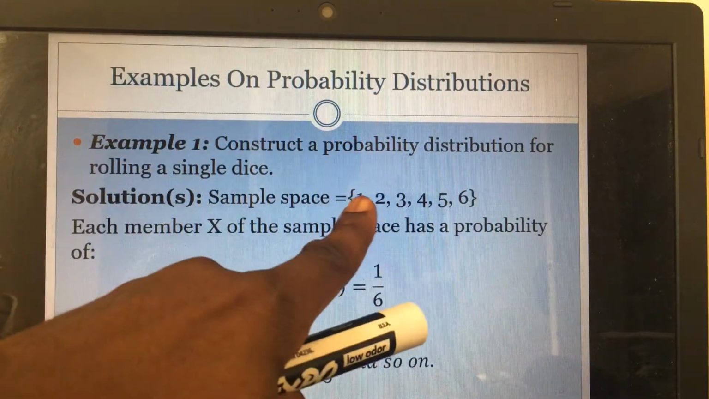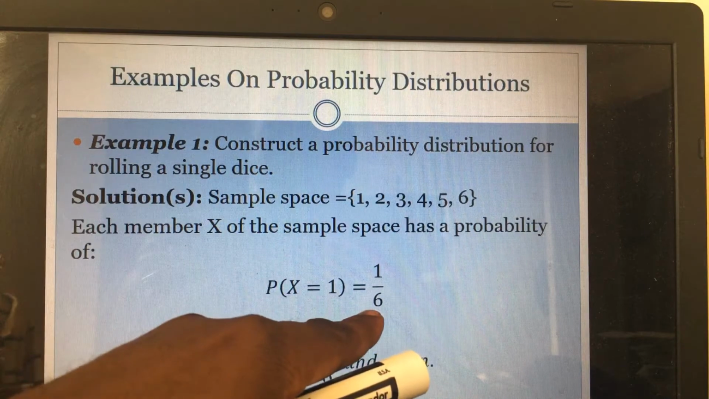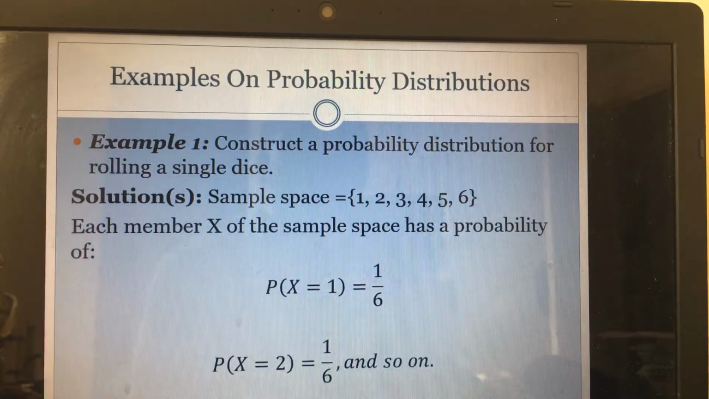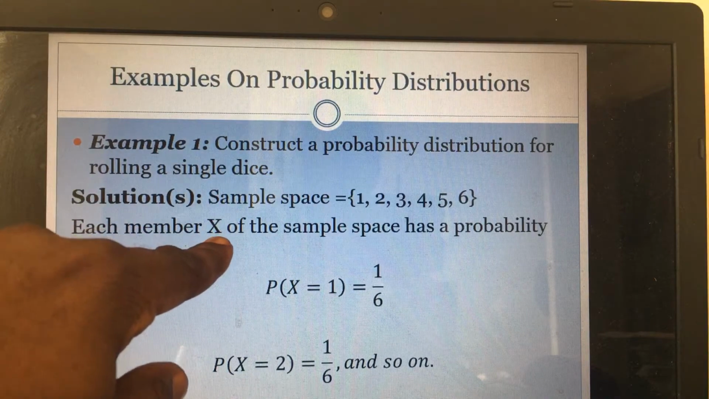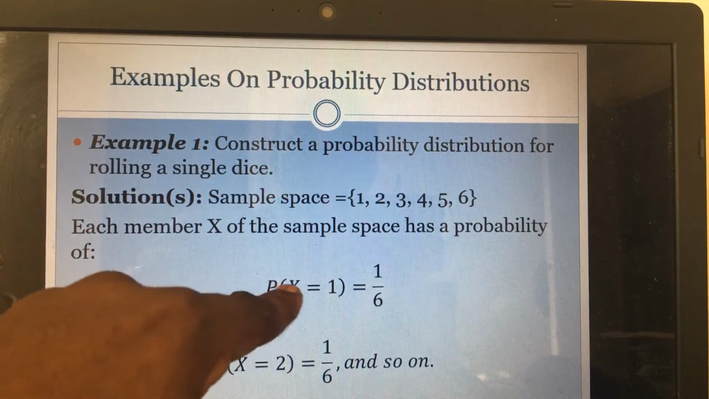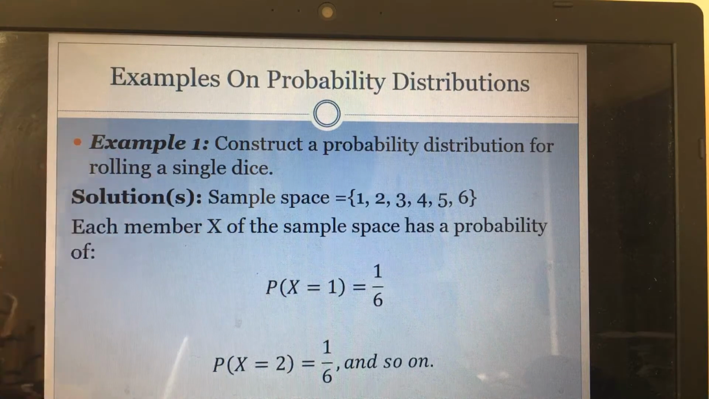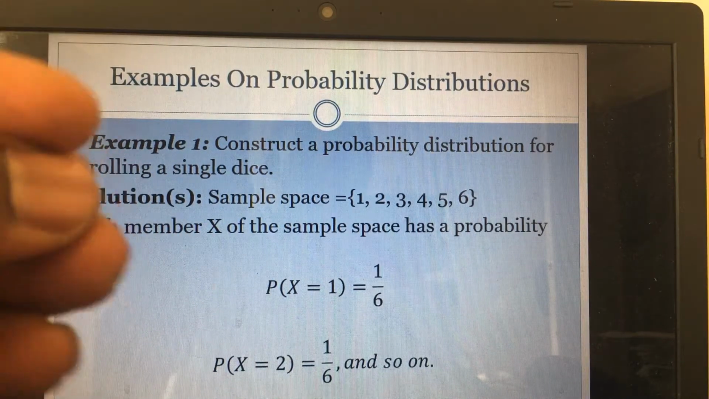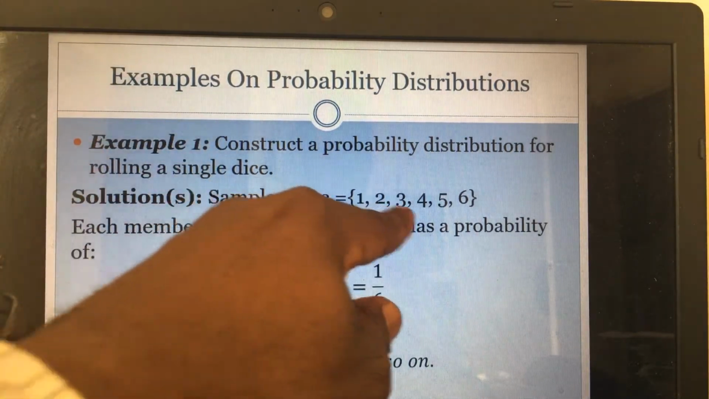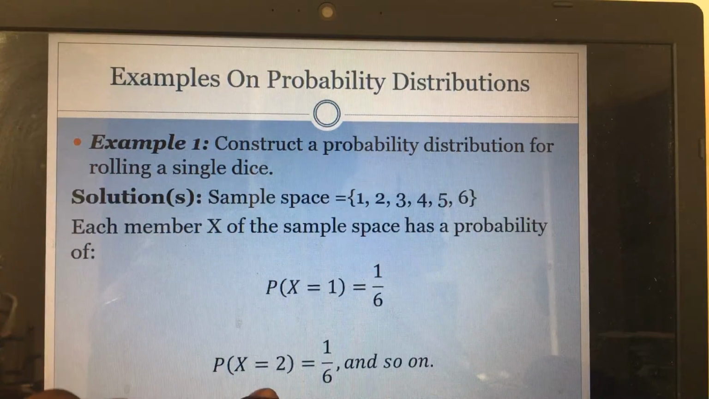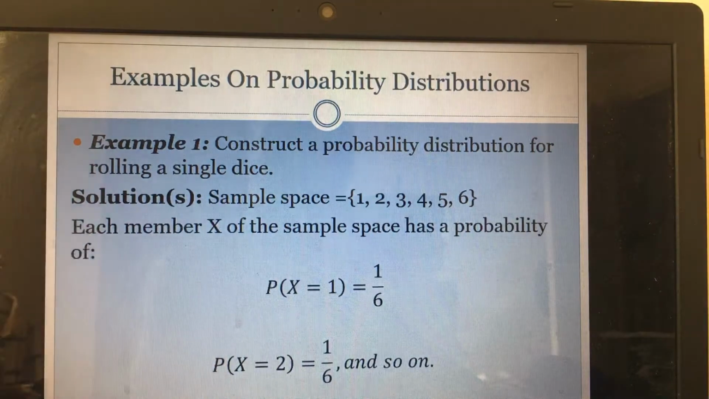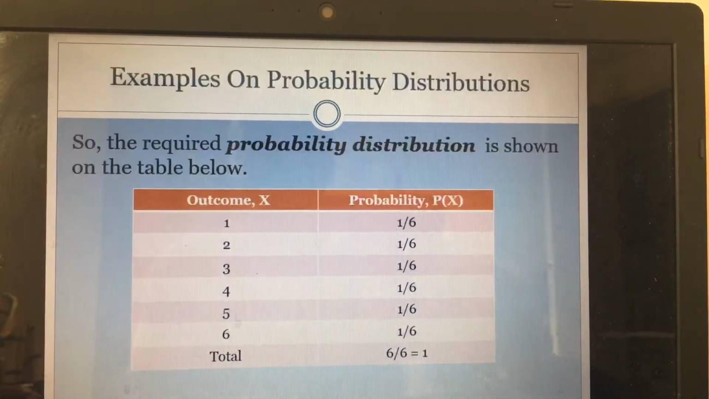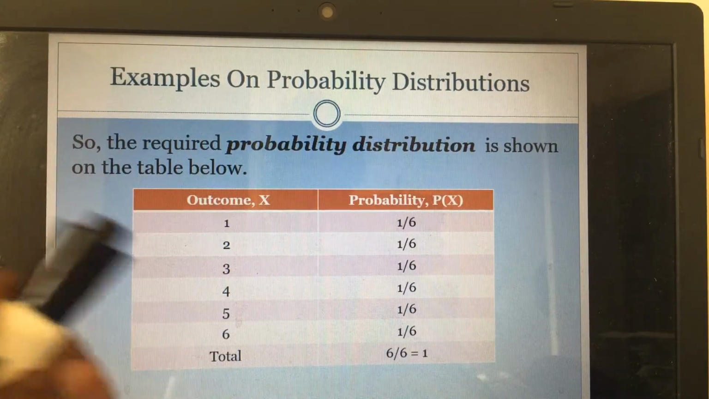So each outcome has 1 out of 6 chances of occurring. Remember, I told you that we use x to represent the outcome or the variable of interest. So for probability of x equals 1, meaning 1 showing up when we throw that dice, will be 1 out of the 6 chances. And for 2, it still means 1 out of the 6 chances, and so on and so forth. So when you put them together, we'll have the probability distribution right here.